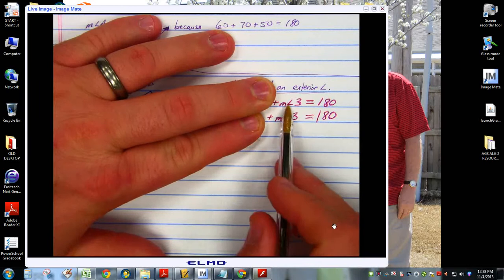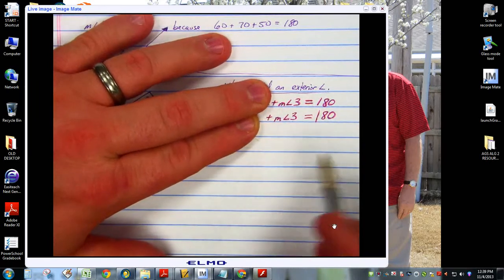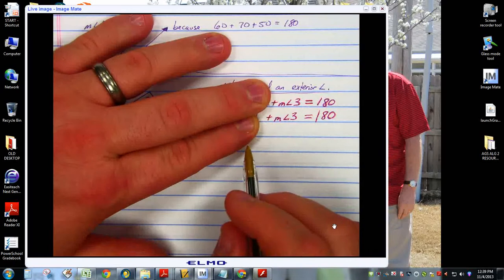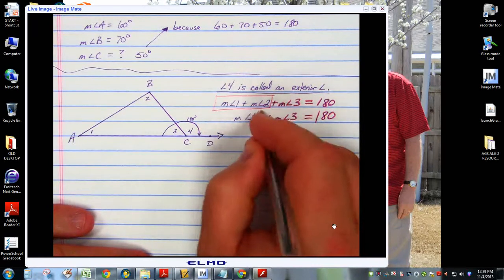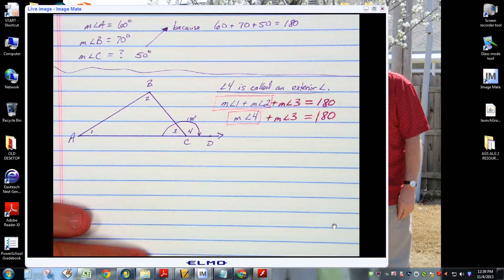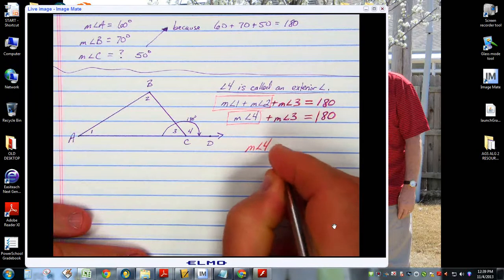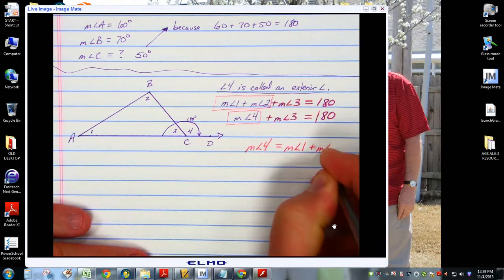Think about it. Whatever's being added to the measure of angle 3 here, both of them are whatever's left out of 180, aren't they? So wouldn't they have to be the same amount left out of 180? So from these two equations, I could say that that equals that? Would you agree with that? So we could say that the measure of angle 4 is equal to the measure of angle 1 plus the measure of angle 2.